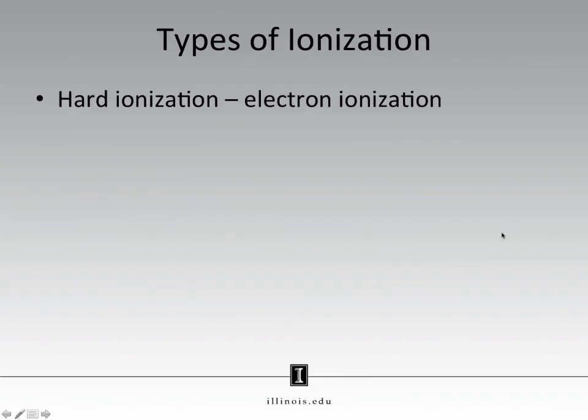There are two general methods to turn our sample into ions. The first way is to use what is called hard ionization. Electron ionization is an example of a hard ionization process. Hard ionization deliberately fragments our molecule using force. In the case of an electron ionization process, we take electrons and we shoot them at our molecule. These electrons hit our molecule and then break it into many pieces.